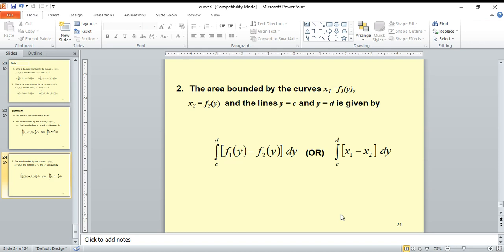In the y-axis case, the right side curve is the upper curve and the left side curve is the lower curve. Note that the right side curve is the upper curve, the left side curve is the lower curve. In the x-axis case, the upper curve is upper and the lower curve is lower. But in the y-axis case, the right side curve is the upper curve, the left side curve is the lower curve.